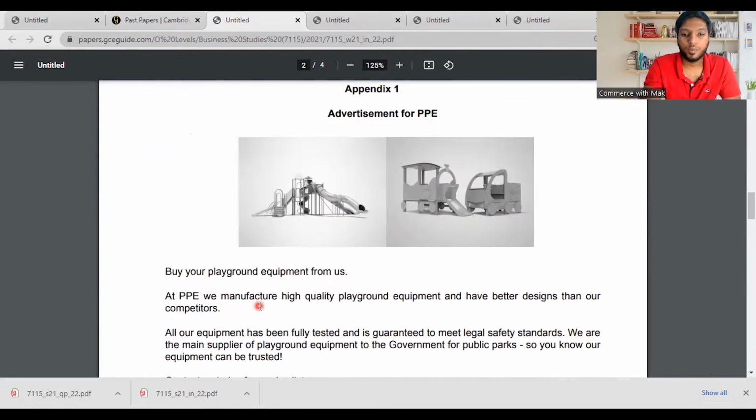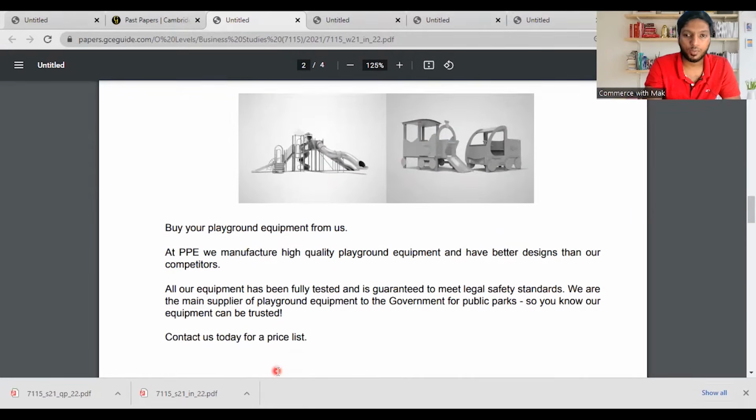At PPE, we manufacture high quality playground equipment and have better designs than our competitors. All our equipment has been fully tested and is guaranteed to meet legal safety standards. We are the main supplier of playground equipment to the government for public parks, so you know our equipment can be trusted. Contact us today for a price list.